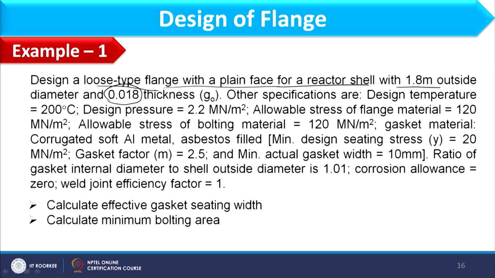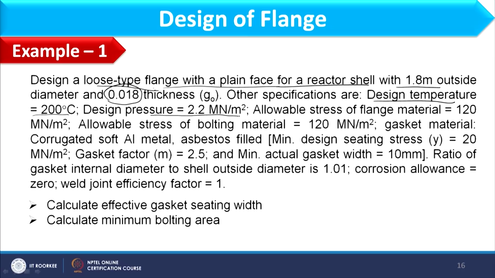Now what is GO? If you remember, GO is basically the width of upper section of welded neck. Okay, so if GO is given, we should understand that it is the width of lower section of welded neck. Other specifications are: design temperature is 200, design pressure 2.2 mega Newton per meter square, allowable stresses for flange material and bolting material are equal, and which is 120 mega Newton per meter square.